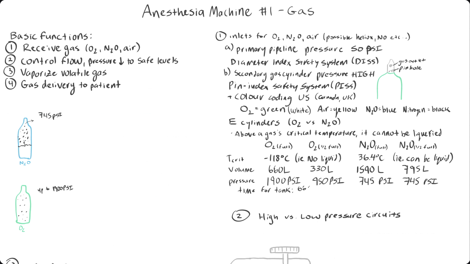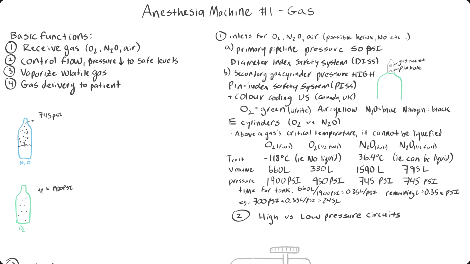So if we take our 660 liters divided by 1900 psi, we get 0.35 liters per psi. So if you want to know how many liters are remaining in your tank, that's just going to be that 0.35 times whatever psi the tank is reading. So let's just do a quick example. Say you have 700 psi on your O2 tank times 0.35 liters per psi will give you 245 liters.